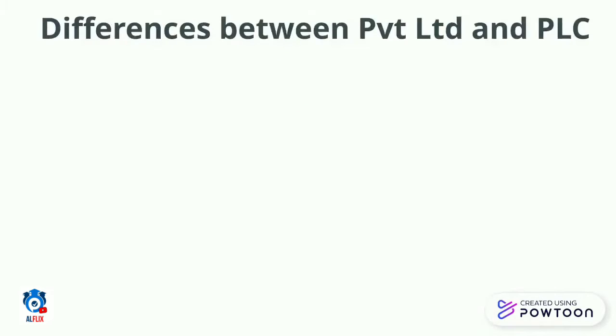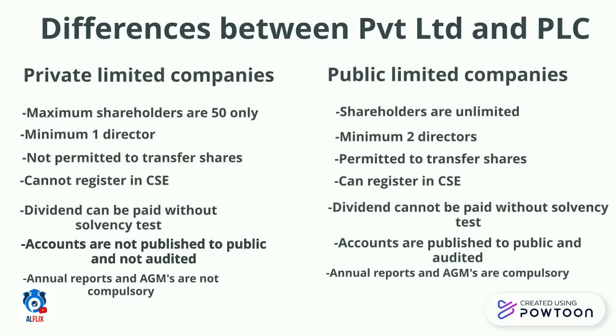So let's look into the differences between a private limited company and a public limited company. A private limited company has a maximum of 50 shareholders only. Minimum 1 director, not permitted to transfer shares, cannot register in the CSE. Dividend can be paid without a solvency test. Accounts are not published to the public and not audited. Annual reports and AGMs are not compulsory.